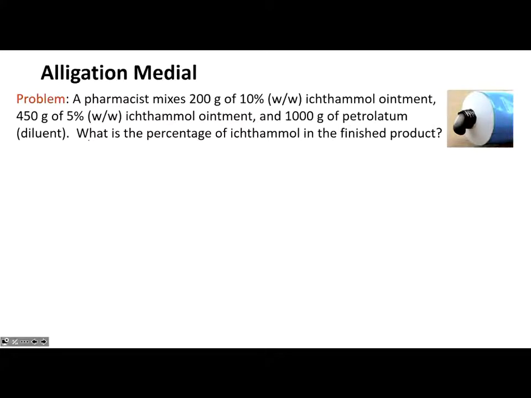So this first question says that a pharmacist mixes 200 grams of a 10% weight per weight ichthymol ointment along with 450 grams of a 5% ichthymol ointment, and 1,000 grams of just a petrolatum base that doesn't have any ichthymol in it, okay?